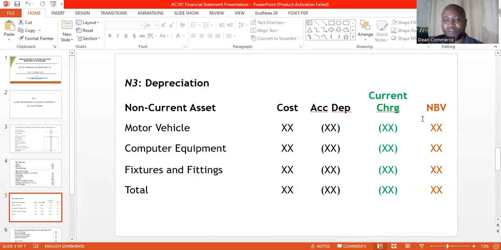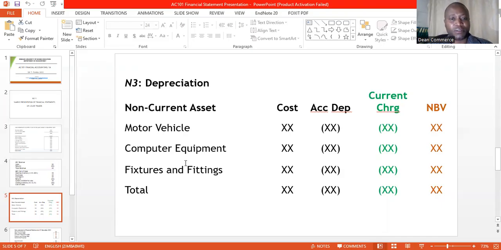So when we are computing the net book value of these assets, this depreciation plus this depreciation becomes the accumulated depreciation at the end of the current period. The cost of the motor vehicle less the accumulated depreciation gives us the net book value. This is the figure that we will find in the statement of financial position. But the current depreciation charge for motor vehicles is what we will find in the statement of profit or loss and other comprehensive income.